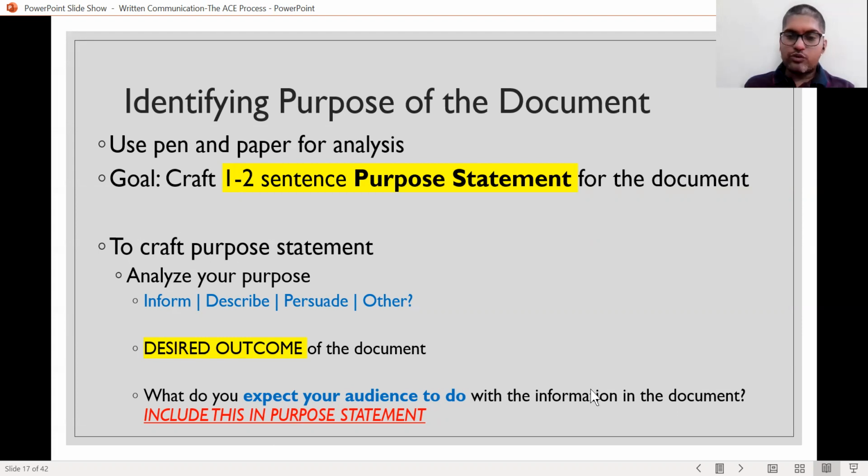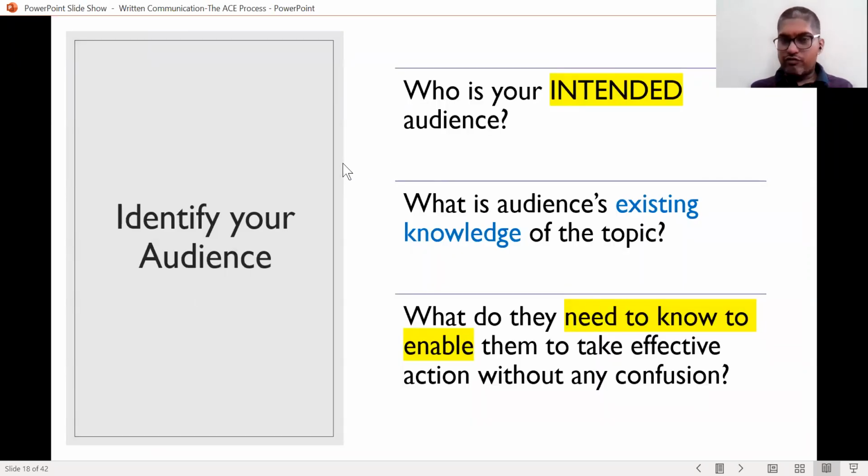What do you expect the audience to do with the information in the document? That needs to be included in the purpose statement. Whatever document you are creating for an audience, what should the audience be able to do with this information in hand? That should be included in the one to two sentence purpose statement that you're crafting for the document. Now, for that, you need to identify your intended audience.